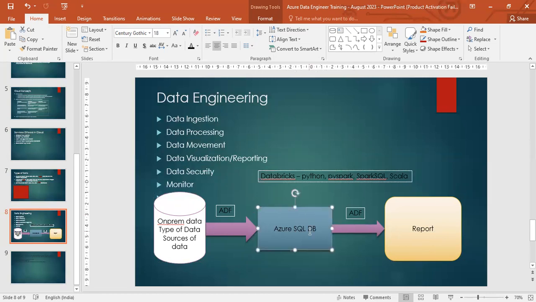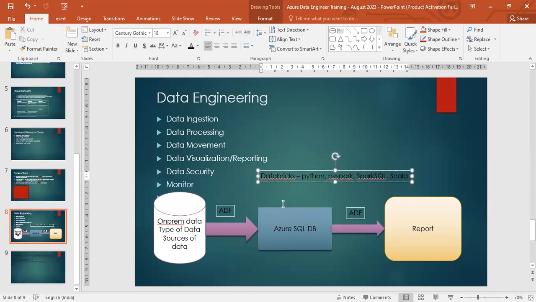And then, as I mentioned, there could be a requirement to move the results to the on-prem after processing is completed. That could also be a possibility. So that data movement, processing, and ingestion can be done through ADF, or processing can also be done through Databricks or Synapse Analytics. And then the visualization can be done through Power BI reporting.